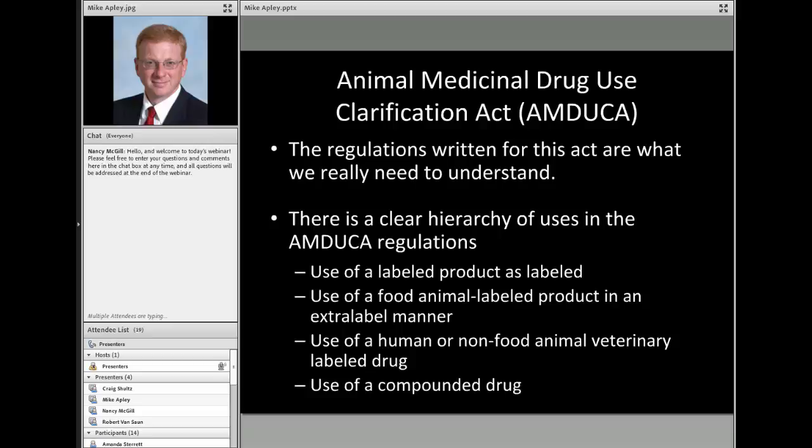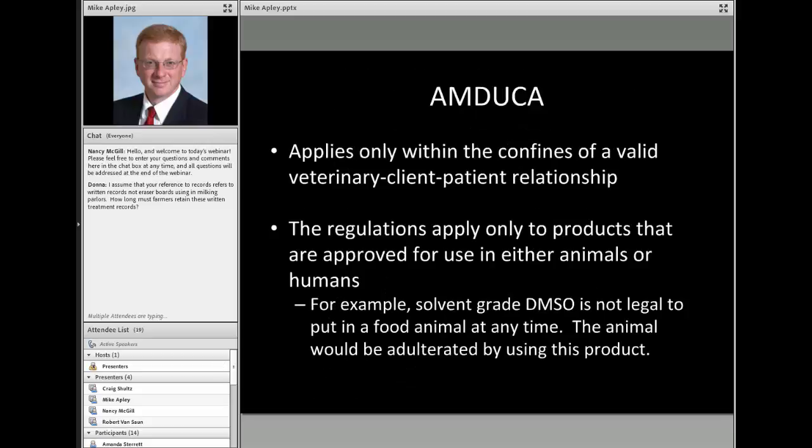All the components going into that compounded drug must be labeled. So you can't use a bulk drug to put into food animals. It has to be compounded from stuff that's labeled. And again, only within a valid veterinary client-patient relationship, and only to products that are approved for use in either animals or humans. So DMSO is one that you're not supposed to find on dairies.